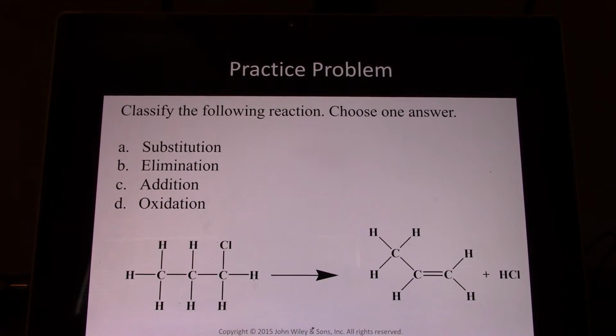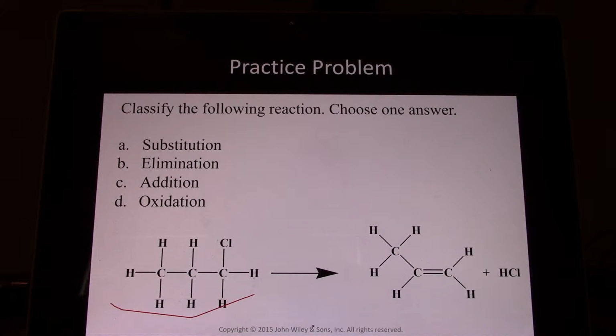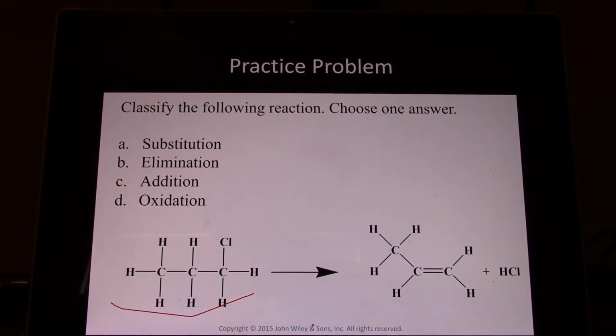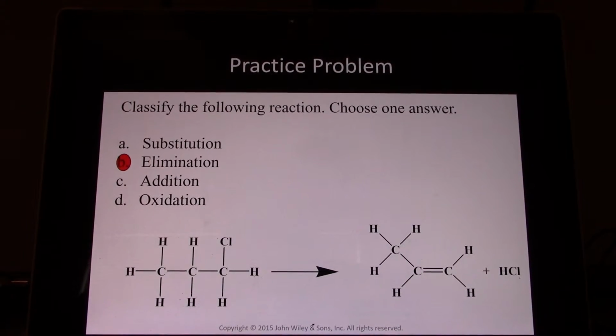So what is this reaction? Well, we started with one compound, and we kicked out HCl. We eliminated it, so it is an elimination reaction.